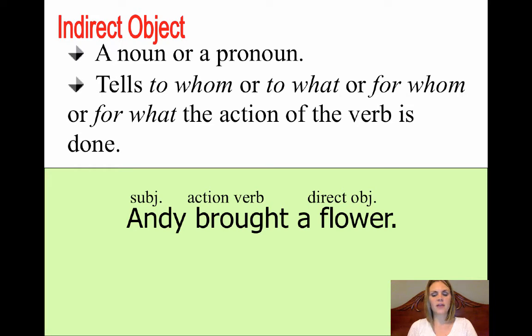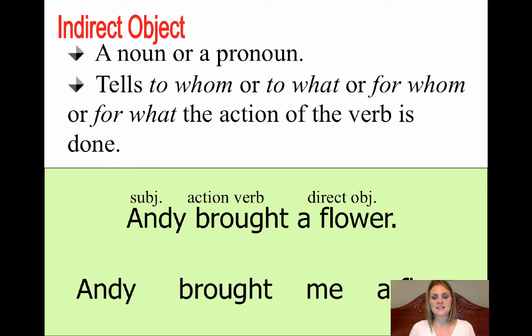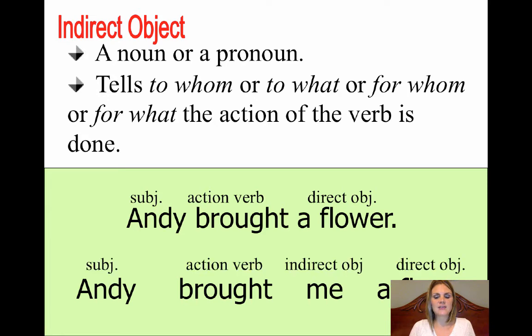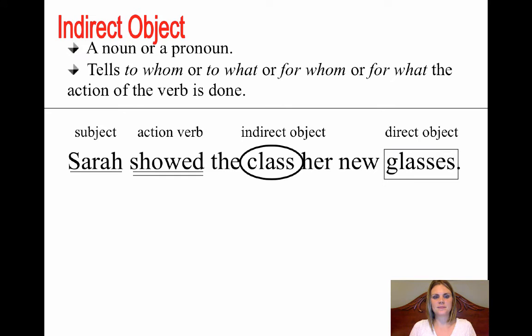Andy brought what? A flower. Flower is the direct object. There is no indirect object in this sentence. But if you add another word, Andy brought me a flower, now you have Andy brought what? A flower to whom or for whom? Me. So I'm the indirect object.